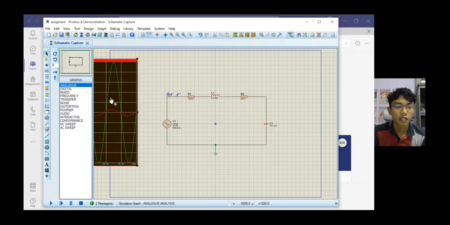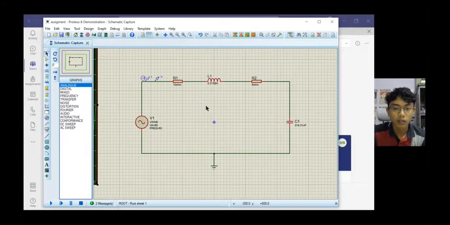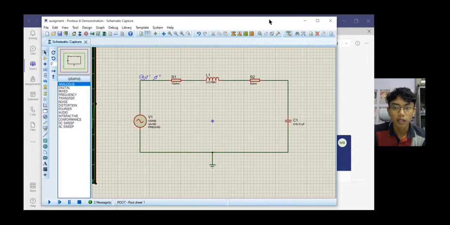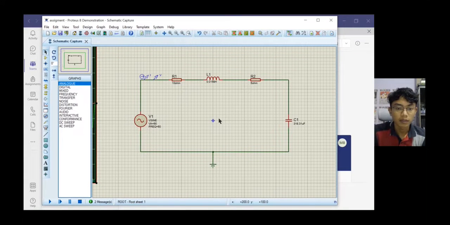Okay guys, firstly we construct the circuit like this, following the figure given in the lab sheet assignment. Okay, firstly place the resistor R1 as 10 ohm, then place the inductor as 0.0159 Henry. Before we get this, we must calculate the impedance.